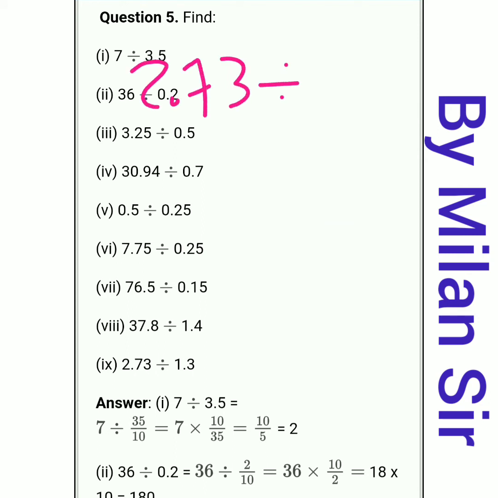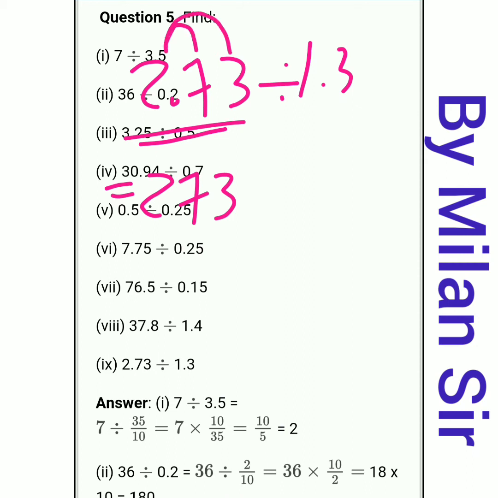2.73 divided by 1.3. Now first of all we need to convert our decimal number into a fraction. Ignore the decimal point, so it is 273. Now after the decimal point we have two digits, right? So in the denominator, after 1 we need to put two zeros. Whatever number of digits we have after the decimal point, the same number of zeros we need to put in the denominator. So here we have two digits, so in the denominator after 1 we need to put 00, that means 100.